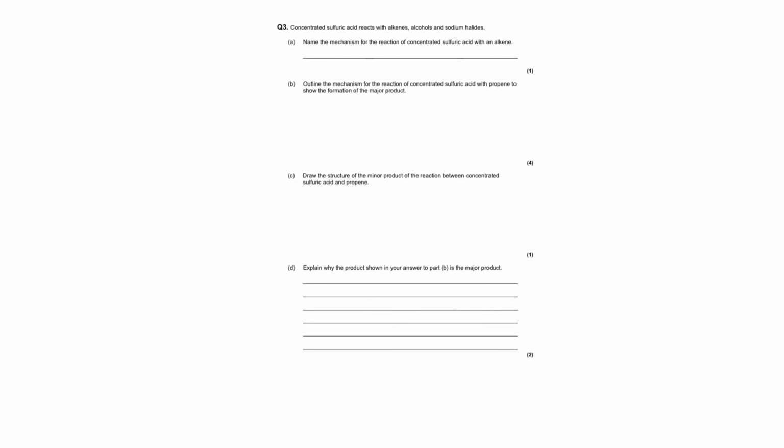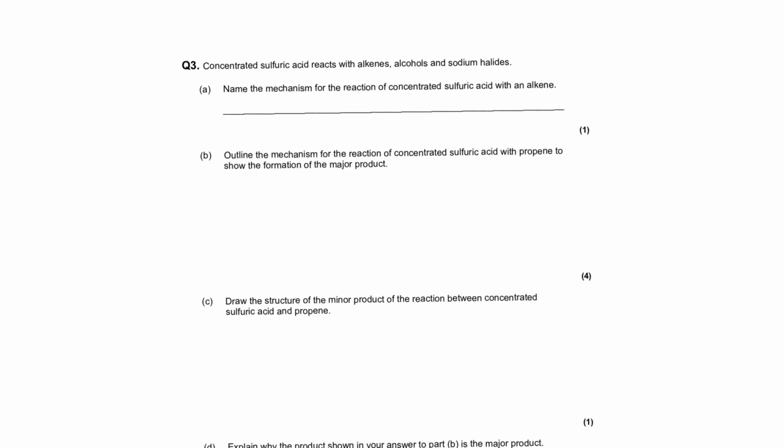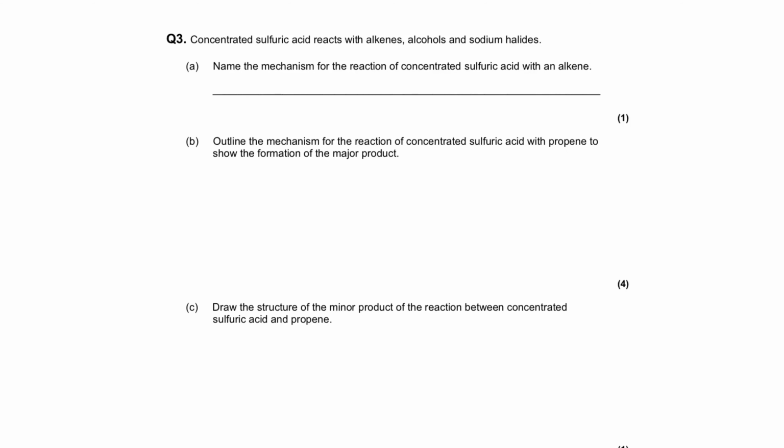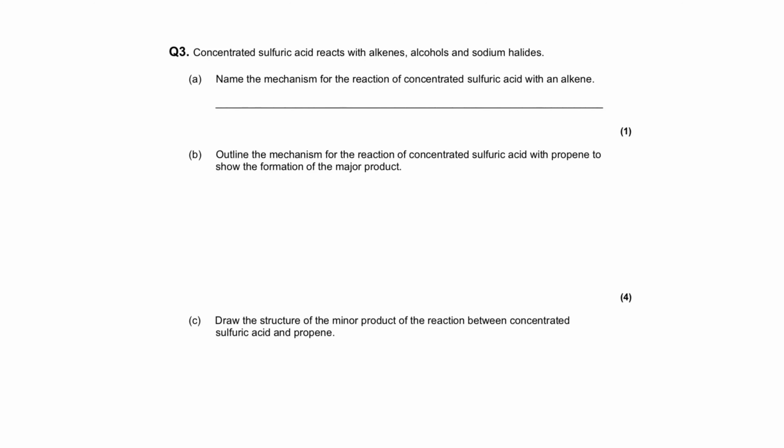Okay, question number 3. I'm just going to zoom this in a little bit. Concentrated sulfuric acid reacts with alkenes, alcohols and sodium halides. Name the mechanism for the reaction of concentrated sulfuric acid with an alkene. So this is just electrophilic addition.